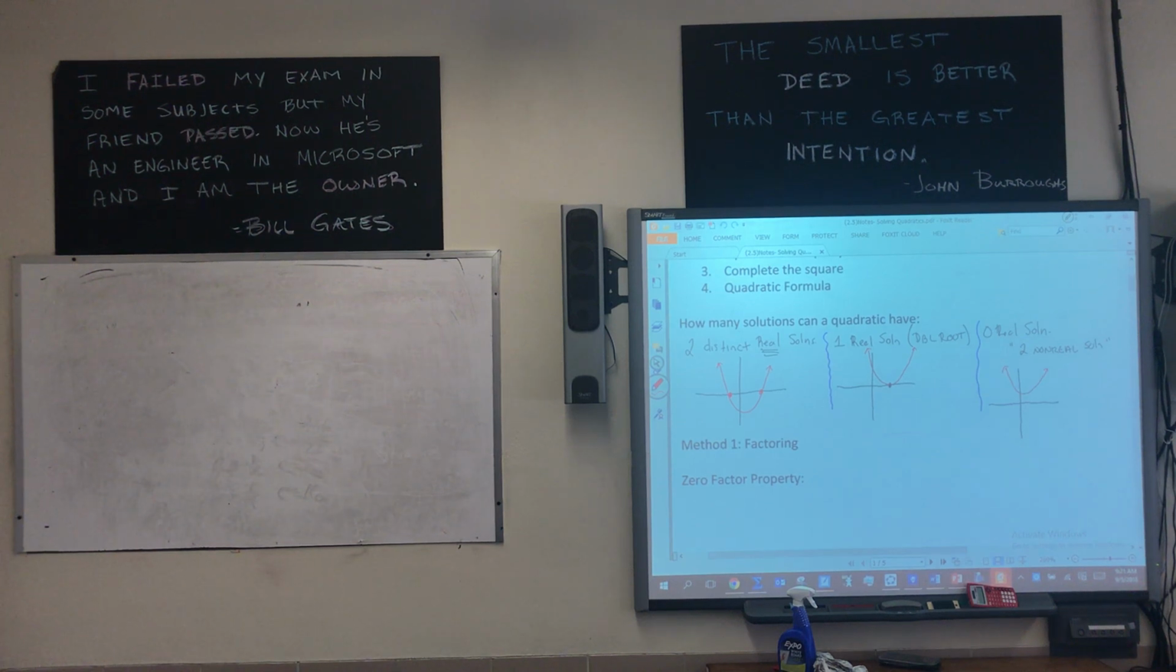And right now I've got my parabolas as being concave up. They could be concave down. But my solutions, my real ones or my non-real ones, are all predicated on how many times I cross the x-axis.